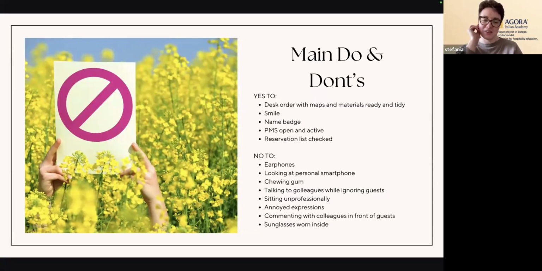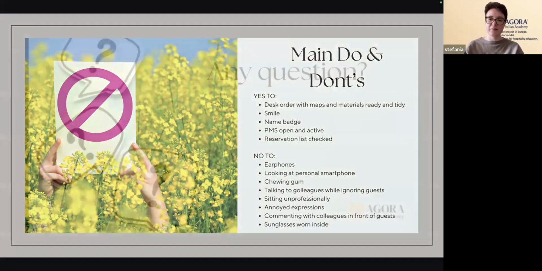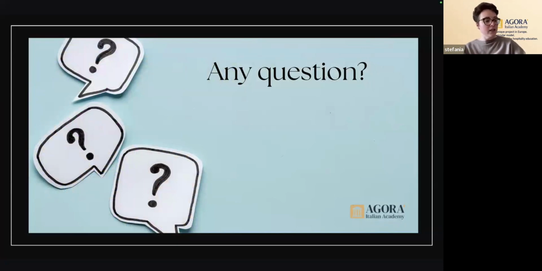No to commenting with colleagues in front of the guests. Commenting about guests, commenting also to colleagues. It's not funny. And no to sunglasses worn inside. So these are the main concepts. Now let's talk to each other for a couple of minutes. We have time. Have you had experience in this? What do you think about this? I want to know your opinion.